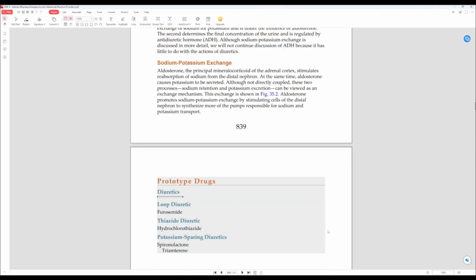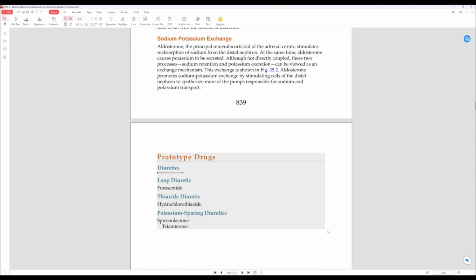The sodium-potassium exchange. Aldosterone, the principal mineralocorticoid of the adrenal cortex, stimulates reabsorption of sodium from the distal nephron. At the same time, aldosterone causes potassium to be secreted. Although not directly coupled, these two processes, sodium retention and potassium excretion, can be viewed as an exchange mechanism. This exchange is shown in Figure 35.2. Aldosterone promotes sodium-potassium exchange by stimulating cells of the distal nephron to synthesize more of the pumps responsible for sodium and potassium transport.